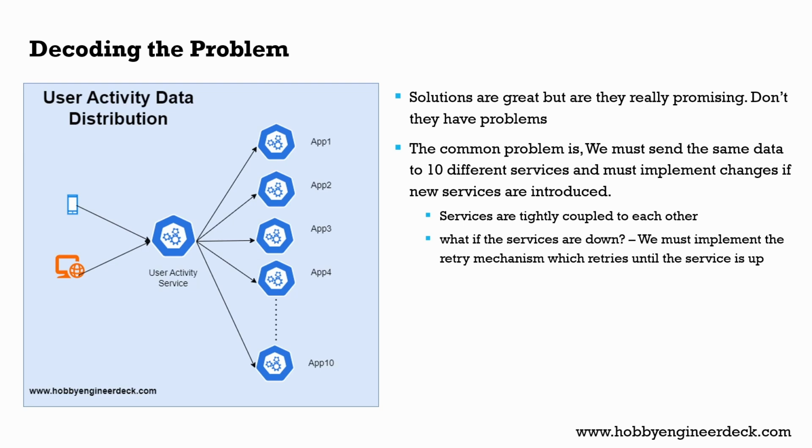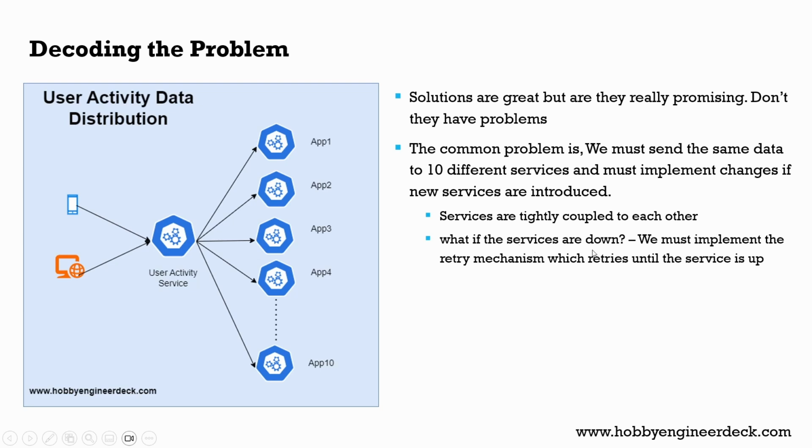For example, if another five internal applications also need the data from the user activity service, then this user activity service needs to send the data to all those services, correct? In the push mechanism. Even if you are writing the pull mechanism, all five new applications have to receive the data from the user activity service. And we also have to keep track of order, and what if the services are down? That is a common problem, right?